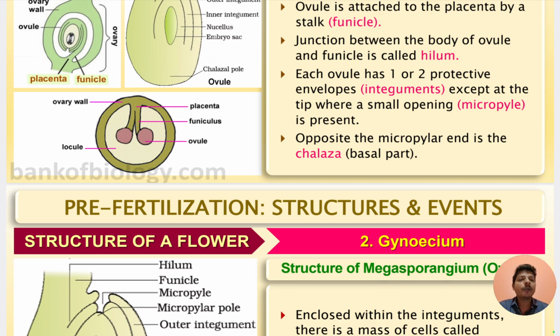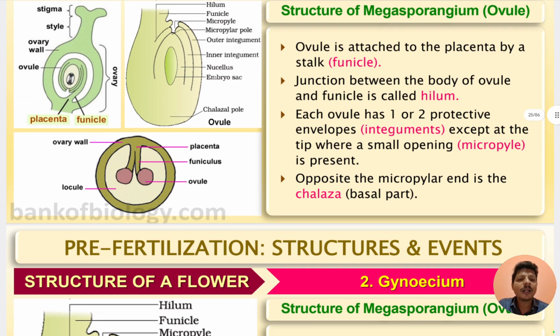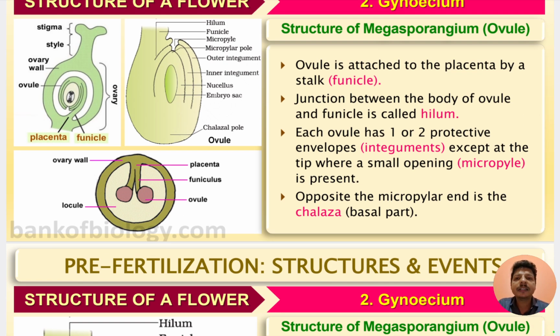Each ovule has one or two protective envelopes, meaning coverings, called integuments, except at the tip where a small opening, the micropyle, is present. Here in this diagram you can see the hilum, funicle, micropyle and chalazal pole. Two poles are there, micropyle and chalazal end. Outer integument means outer covering, inner integument, inner covering, nucellus, embryo sac.